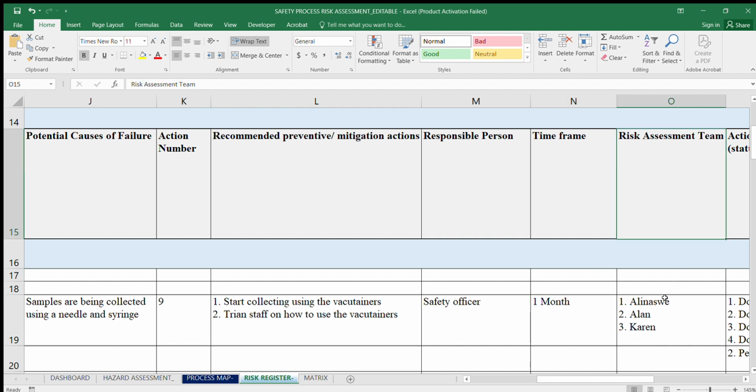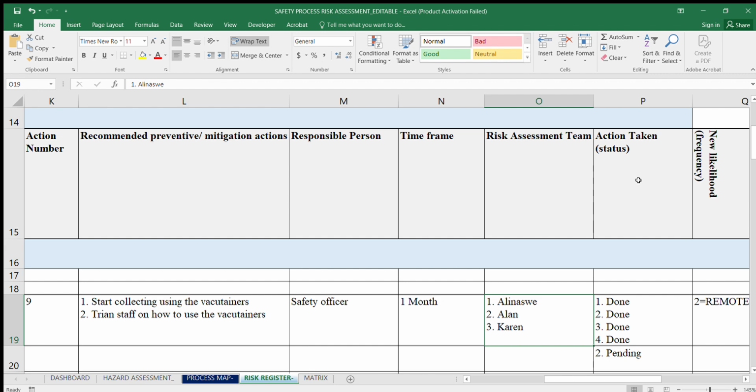So risk assessment team. Under risk assessment team, you're just indicating the people that were part of the risk assessment itself. So who were the people that were part of conducting the risk assessment? Maybe you had 6 people, and those are their names. So you indicate their names under the risk assessment team.